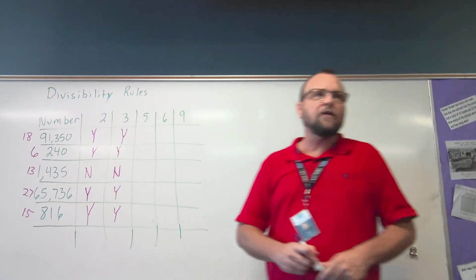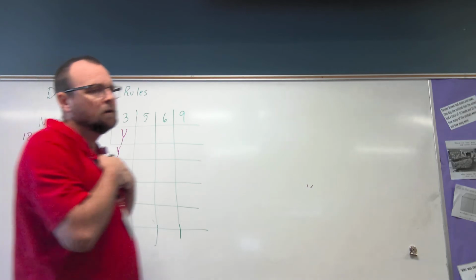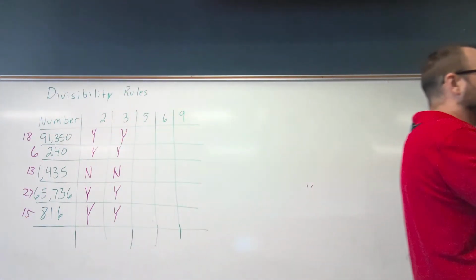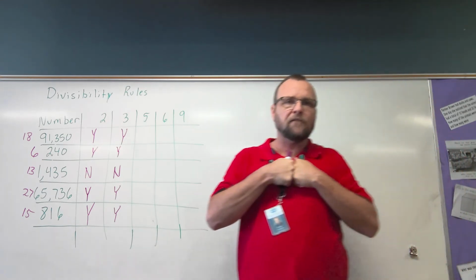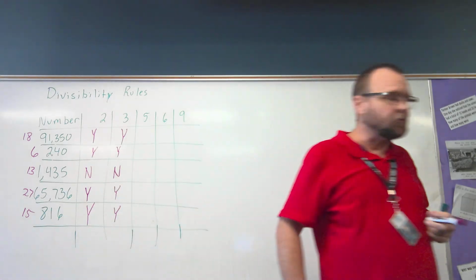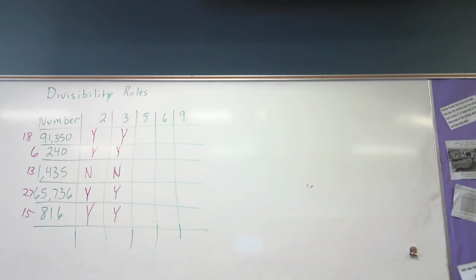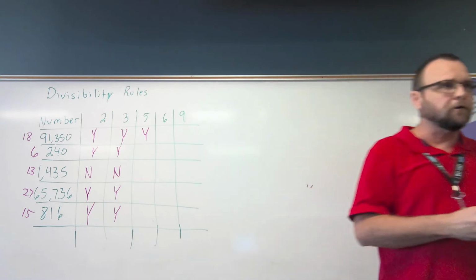Kenna, the rule for 5 is what? Read me the rule for 5, Kenna. The last digit is a 0 or 5. So if the ones place is a 0 or 5, then that number is divisible by 5. That means 5 is a factor of that number. Noah, is 91,350 divisible by 5? Yes. That means 5 times something is going to equal 91,350.